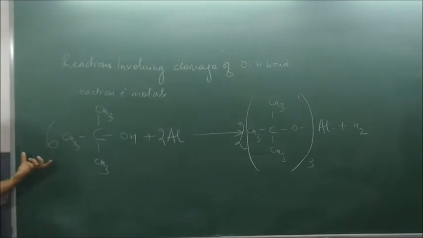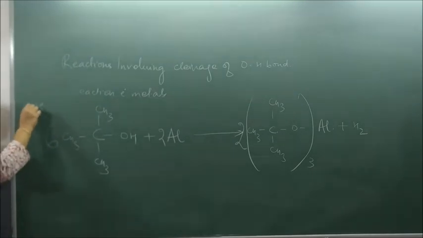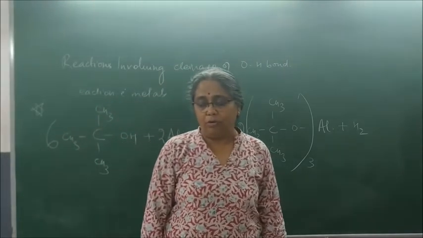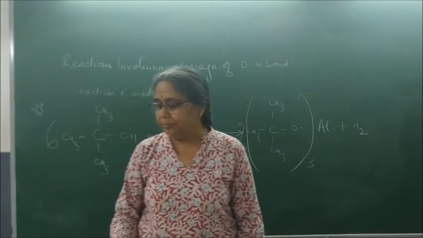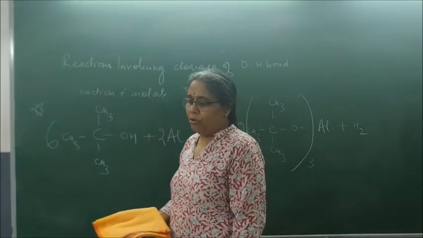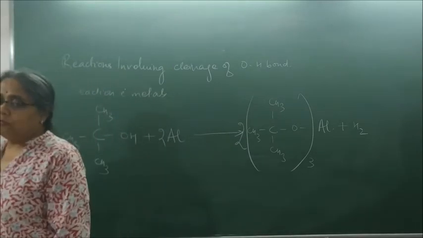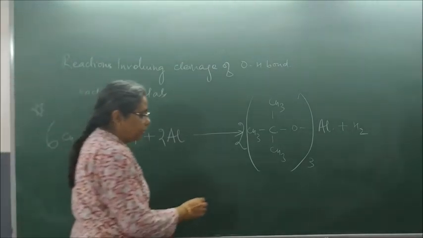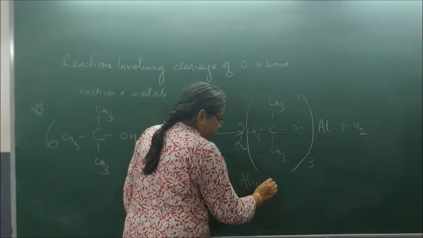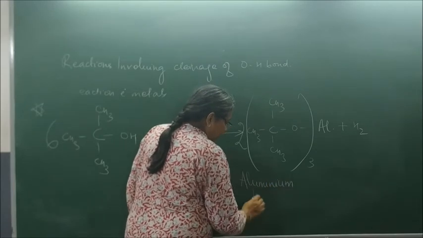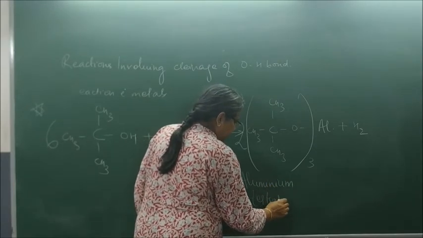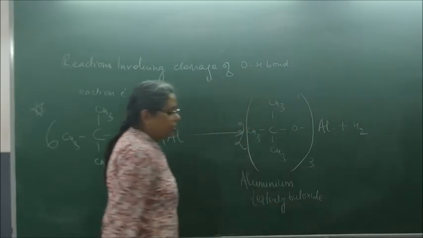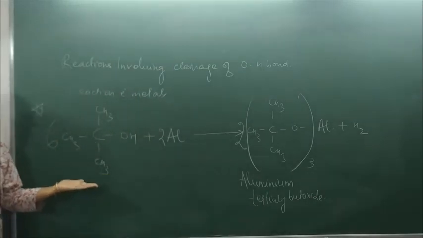So please write the equation. This equation is very important. Please write the equation of tertiary butyl alcohol with aluminium. Tertiary butyl alcohol, when it reacts with aluminium, forms aluminium tertiary butoxide. Please write the name of the compound below it. It is aluminium tertiary butoxide, and hydrogen is liberated.